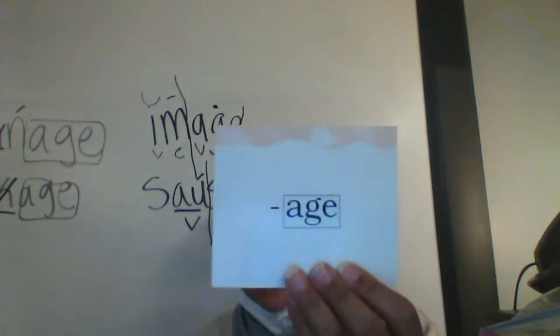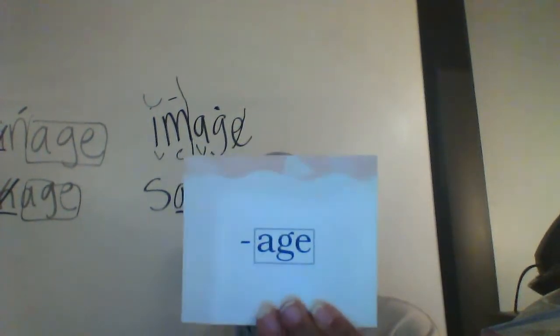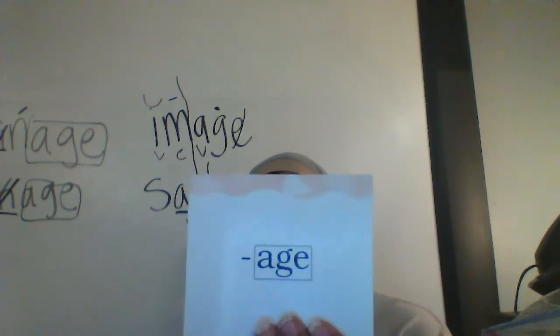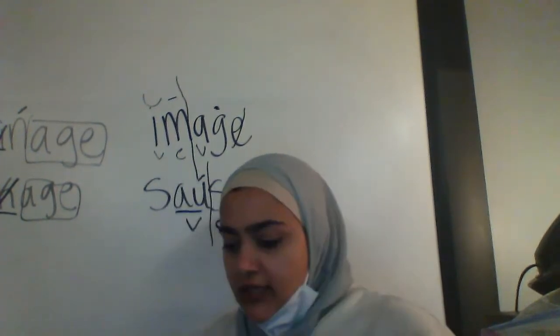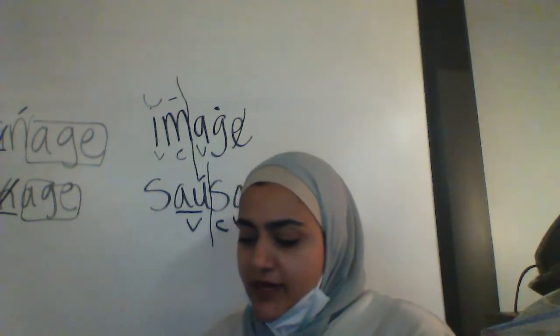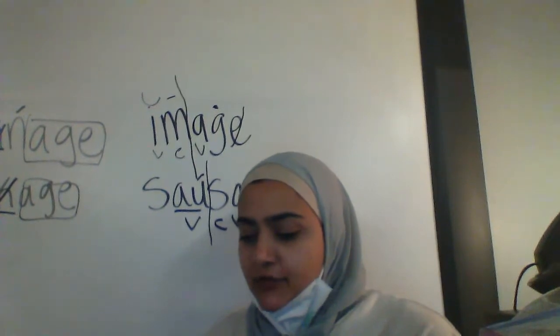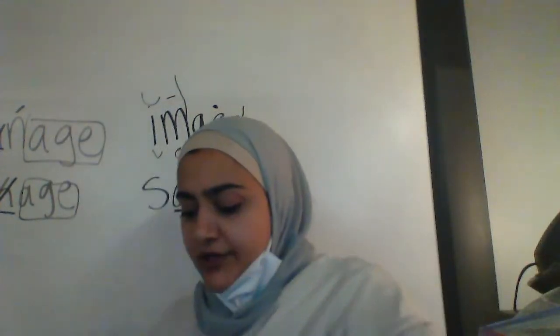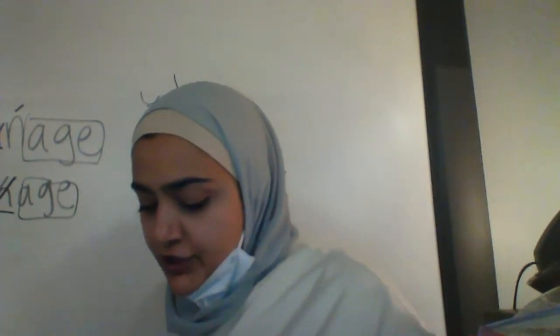All right, here's our new affix card. Whenever we see this last card, we're going to say suffix age. Okay, very good. Like bandage or drainage. Those are some examples. All right, let's get out your spelling and high frequency word practice sheets. We're going to fill in the box labeled new sounds in words. Now, let's spell some words that have suffix age.